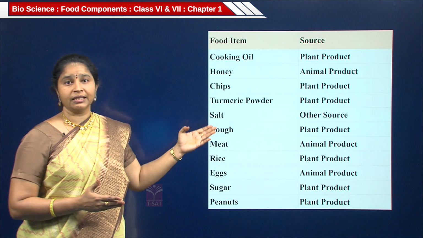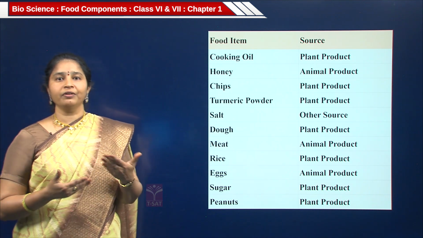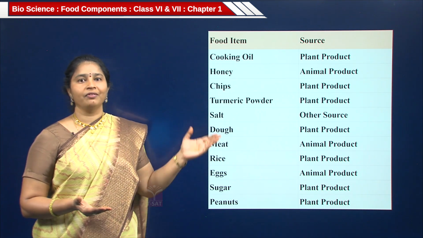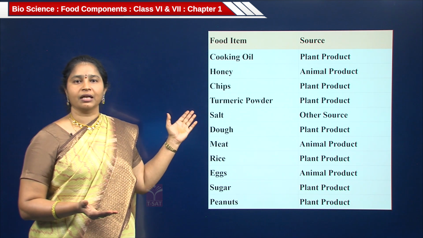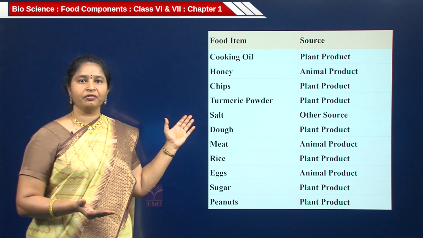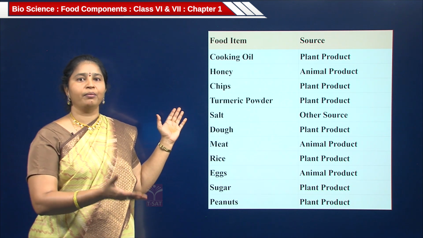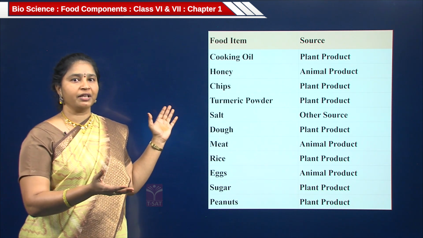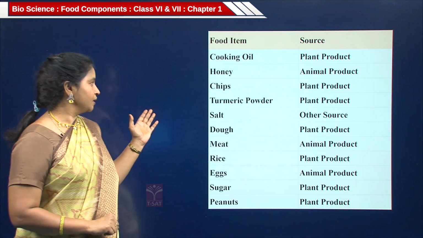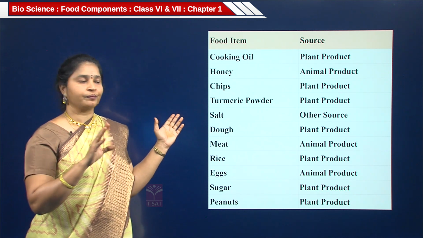Salt, is it a plant product? Where do we get this salt from? We get salt from sea water or ocean water, and also we get salt from rocks or from the mines. So, rock salt we are getting from the mines. So, that is another source.